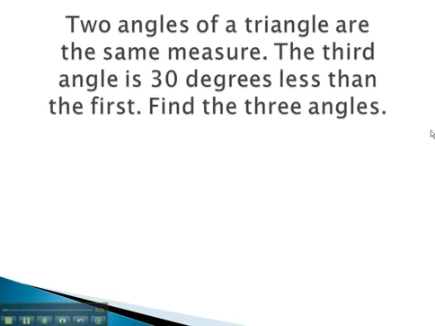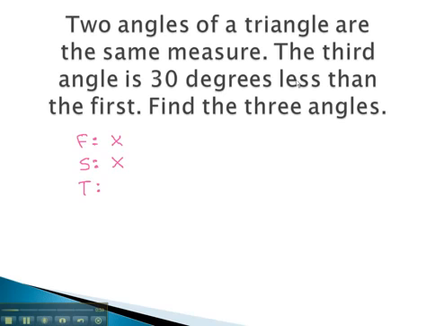In this problem, we are given information about the three angles. Let's label them as first, second, and third. First, we are told that two angles of a triangle are the same measure. Let's make that the first and the second. We'll label them both as x, showing that they are both exactly the same measure.